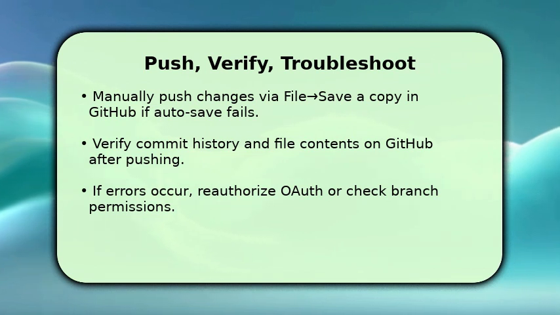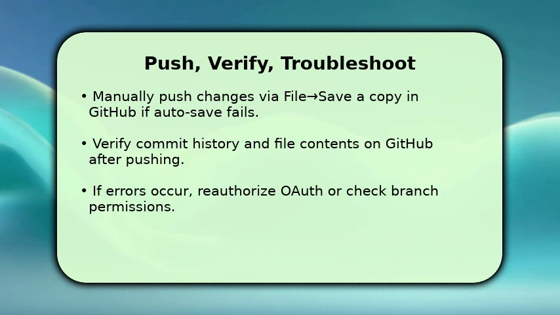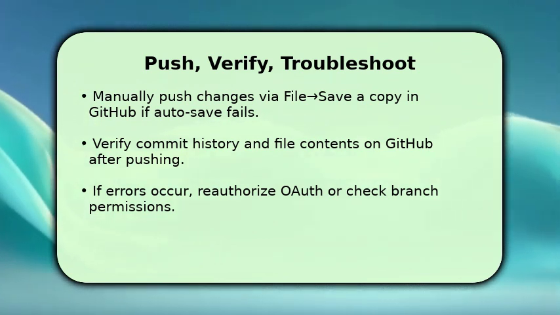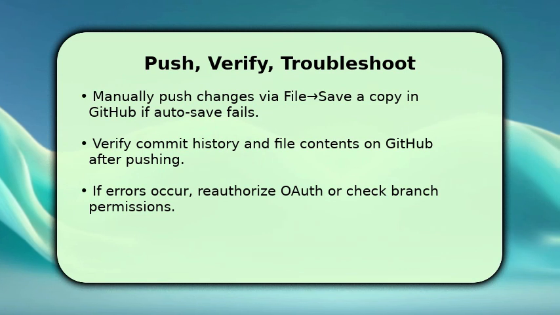If something goes wrong, first reauthorize Google's access in GitHub or reconnect Colab. Make sure your account has push permissions for the branch. A key troubleshooting tip: if push fails, check branch protection rules.